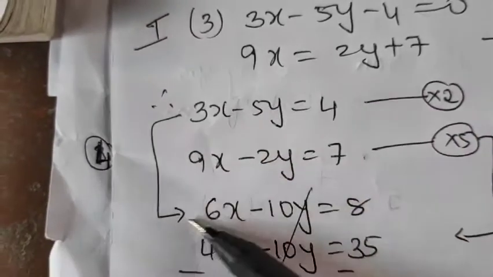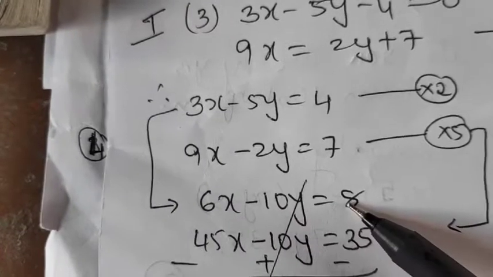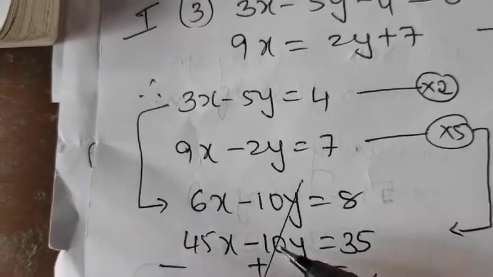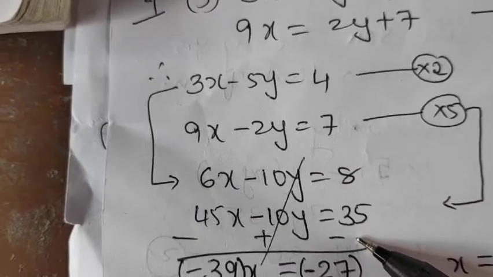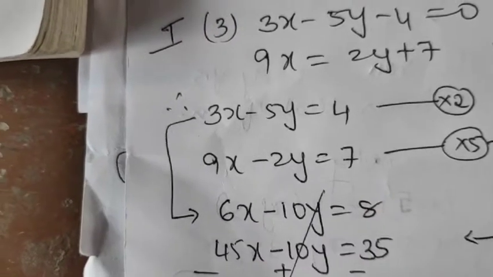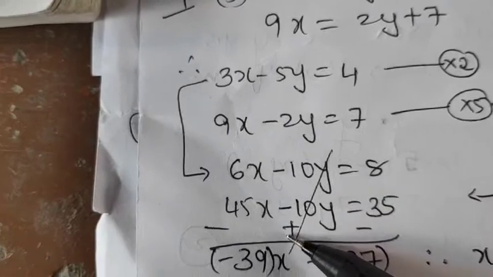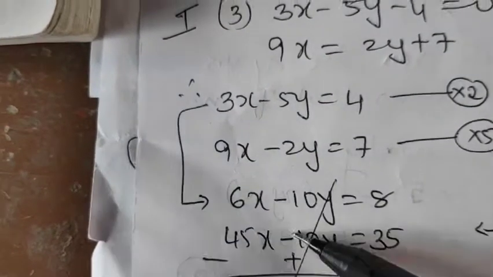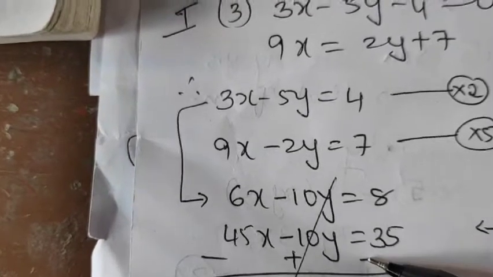When you multiply by 2, it will become 6x minus 10y is 8. Second equation, when I multiply by 5, it will become 45x minus 10y is 35. Both are negative 10y. So, subtracting. When you subtract, the positive becomes negative, negative becomes positive, positive becomes negative.